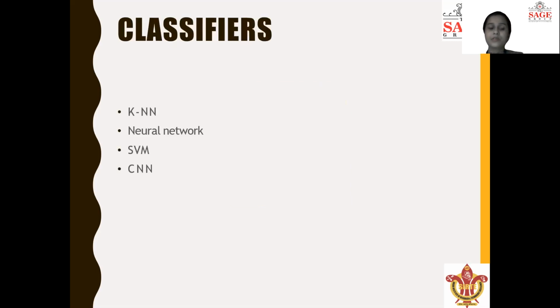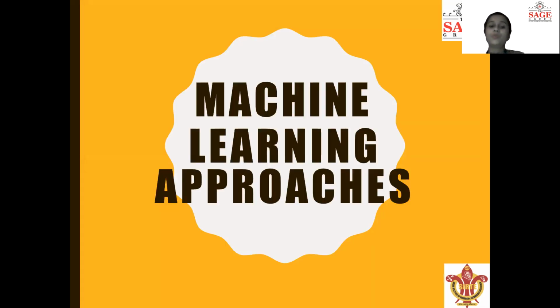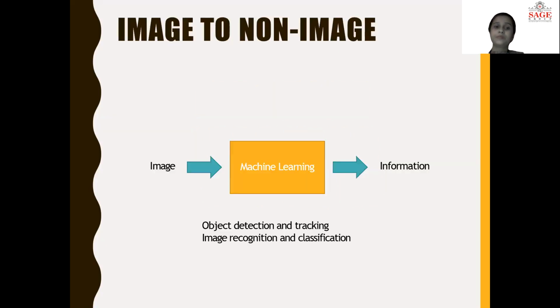Now, classifiers: KNN classifier, neural network, support vector machine, CNN classifier. These are the classifiers which are used in image processing. So, what are machine learning approaches? We will discuss two approaches here: image to non-image and image to image. If we are working on image to non-image, we have an image and machine learning algorithms, which is a system that is already trained for something. So we can extract information, such as object detection and tracking, image recognition, and classification.